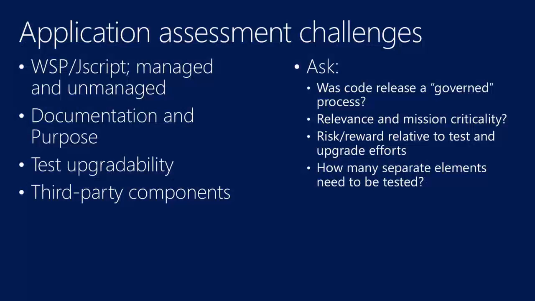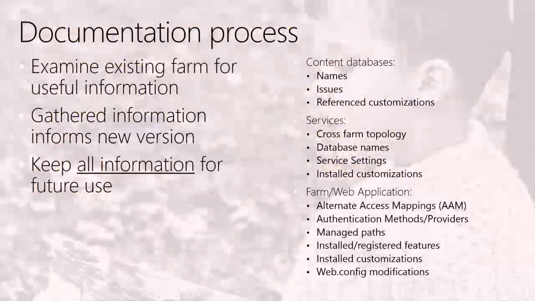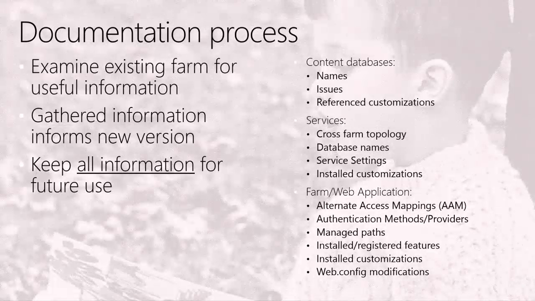If you have third-party utilities, you need to come back to the ISVs and make sure they're certified to have their solutions work on 2013. How are you going to go get those things? We'll walk through some of this in a moment. This is all information you're going to need from the current farm. If you're going from 2010 or 2007, where are the content databases? How are the services described? And what are the web applications out there?